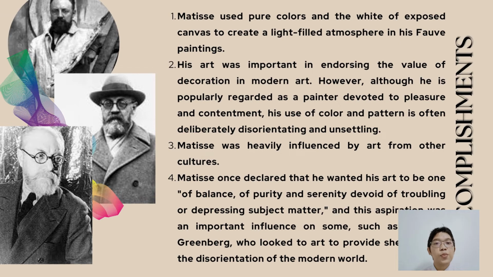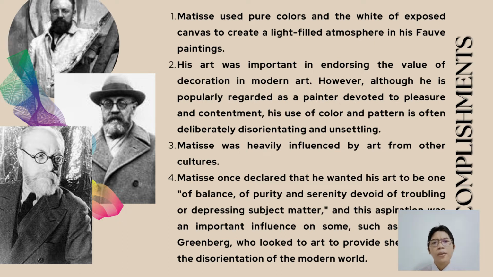And now for his accomplishments, Matisse used pure colors and the white of exposed canvas to create a light-filled atmosphere in his Fauve paintings, rather than using modeling or shading to lend volume and structure to his pictures. Matisse used contrasting areas of pure unmodulated color. These ideas continued to be important to him throughout his career. And also, his art was important in endorsing the value of decoration in modern art.